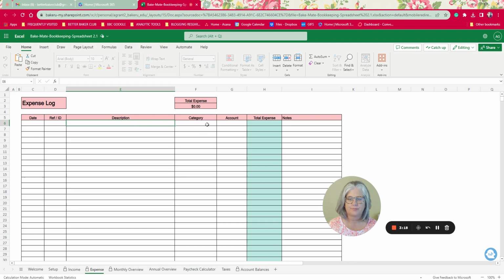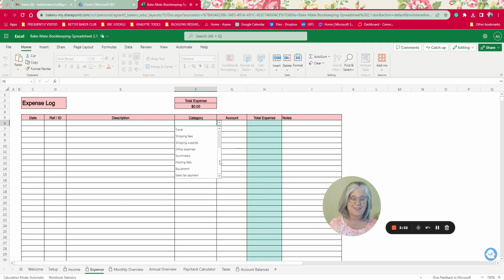Then we go to the category column, and when you click on that one, you'll see that you get the drop down arrow. And this is where you're going to use those expense categories that we did in our setup. So you'll recognize those as those basic expense categories that are pretty standard for bookkeeping and accounting purposes, for eventually incorporating into your end of year taxes.